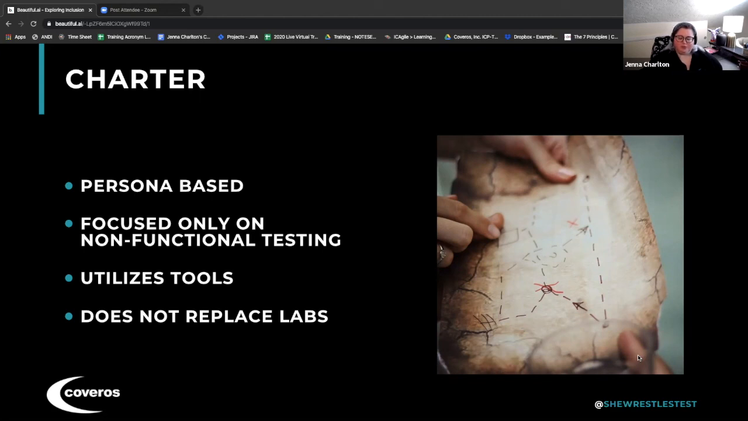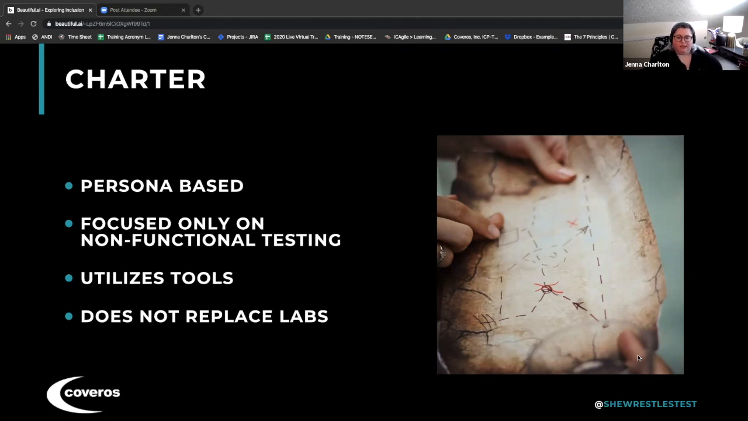So when we use a persona to build a charter, we can go ahead and say, okay, I'm going to run this charter as a blind user. I'm going to look only at the non-functional things, so only at the accessibility stuff. If I find a defect that happens to be an application defect, I'm going to write it down, put it aside, deal with it later.